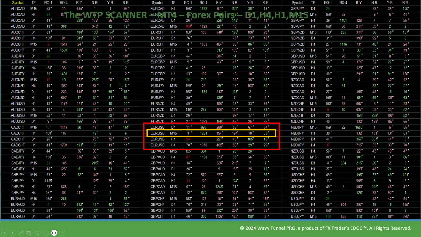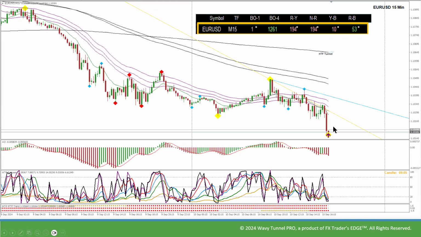So this morning, this is the Forex scanner. With the daily, the 4 hour, the 1 hour, and the 15-minute I looked at the euro, and the first thing that caught my eye was we had a 1 in this position. A 1 is the purple arrow on the M15. Okay, so let's just have a look at that. This is the euro on the M15. So this is what showed up on the scanner.